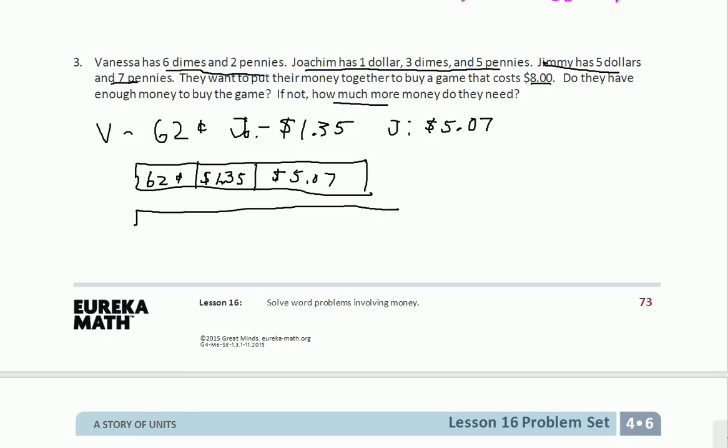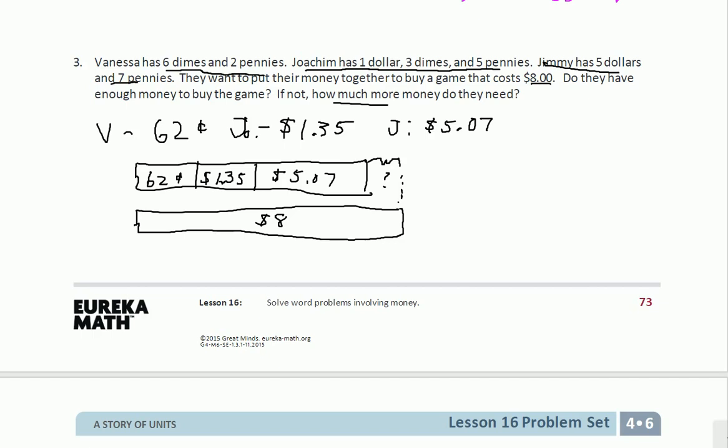So we know that they need $8. This is what they need, $8. And we're just going to make our tape diagram look like they don't have enough. If they do have enough, we're going to adjust that later. But this is how much they need. So this amount here, that's what we're looking for. That's what we don't know. So we need to add that up first and then see if we have enough.